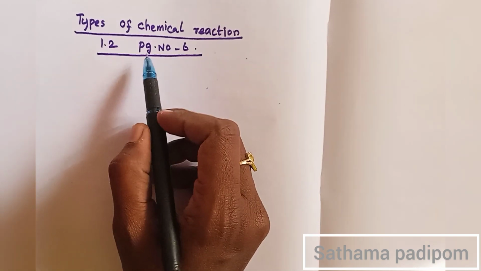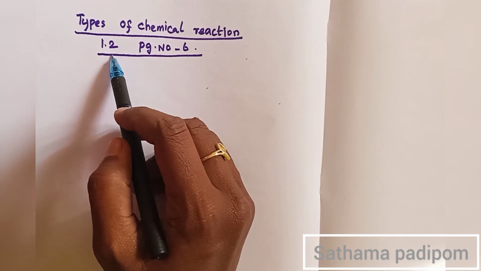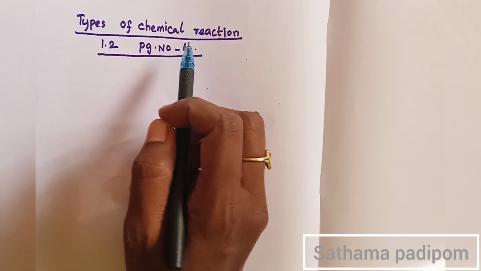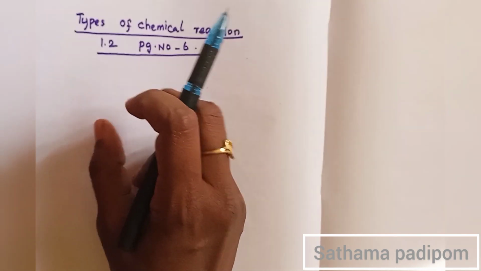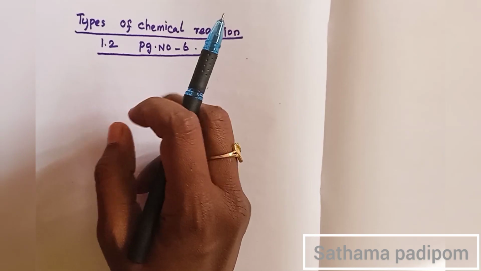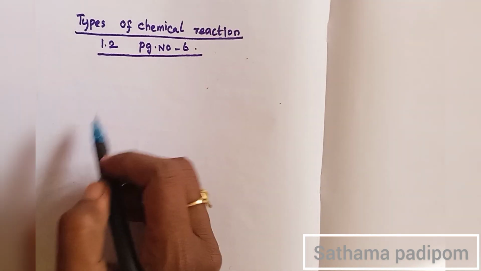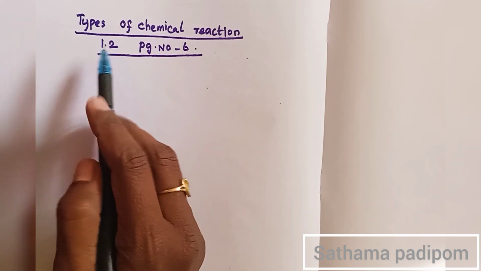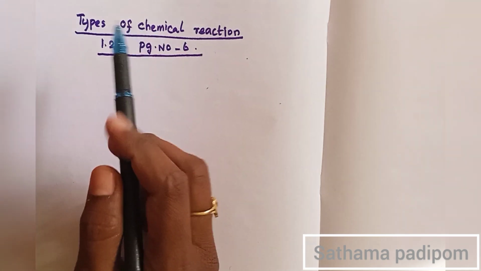So if you see in your NCERT book, the page number is 6 1.2. Okay, that is the subtopic, types of chemical reaction. So already we have discussed the names of the reactions in the overview of this chapter. If you see part 1, there I have given an overview of this chapter. There one subtopic is types of chemical reaction.